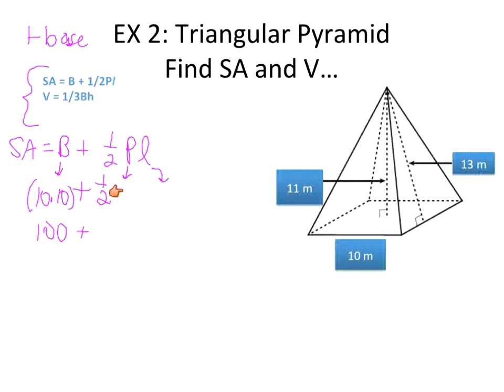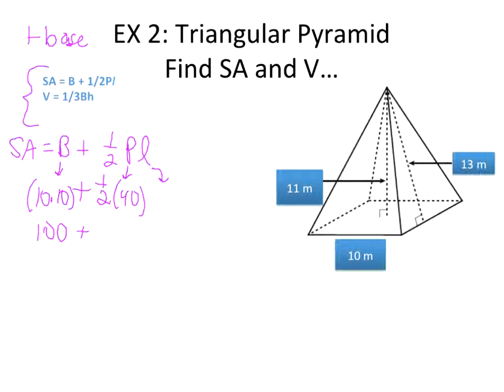Now P means perimeter of the base. How do you find the perimeter of your base? You add all edges of the base. So if this side's 10, 10, 10, 10, and 10 would make 40. Your perimeter is going to be 40.